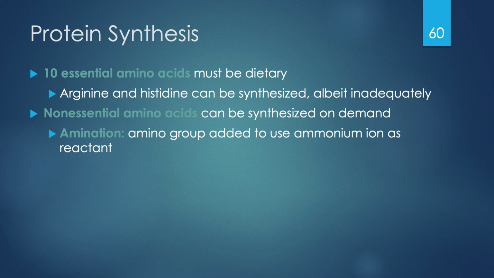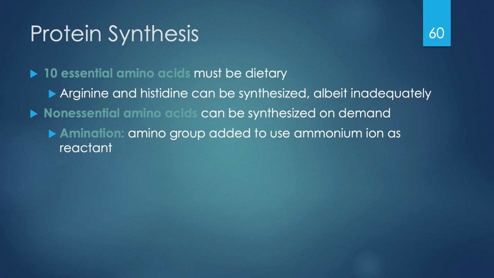So regarding protein synthesis, there are 10 essential amino acids that we have to obtain from our diet because we cannot synthesize them. Now, 2 of them actually can be synthesized, which is arginine and histidine, but we don't create enough of them, particularly for young growing children. So we count all 10 of these essential amino acids as being essential because we cannot synthesize them ourselves.